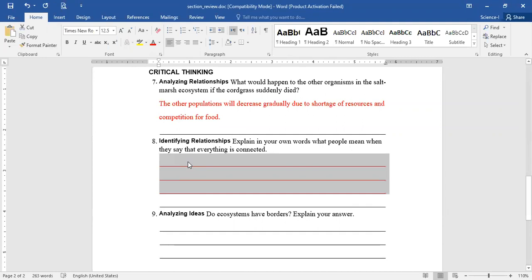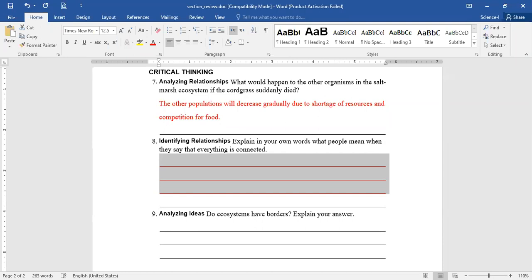Who can answer this one? Okay, let's find other people. Farah, what do you think in this question? What's your opinion? It means that everything kind of affects everything. And I wrote examples like we wrote in number 5. For example, the temperature affects all the organisms in an ecosystem.